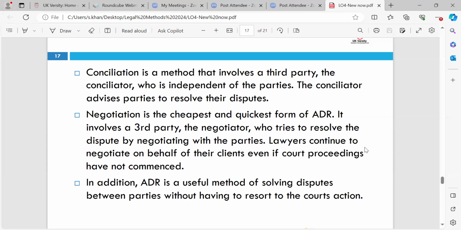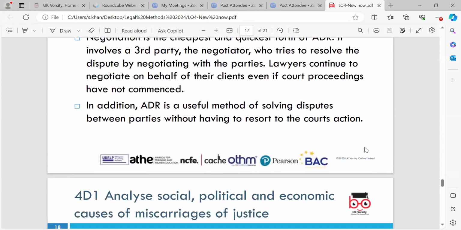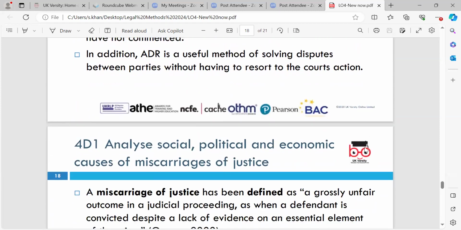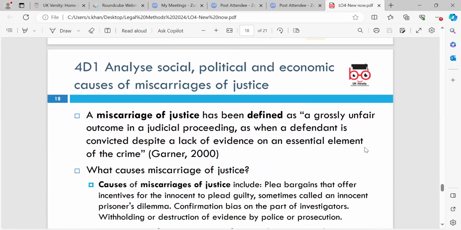In addition, ADR is a useful method of solving disputes between parties without having to resort to court action. That's what most organisations are now using, this way of resolving disputes rather than going to court, because it's less expensive.